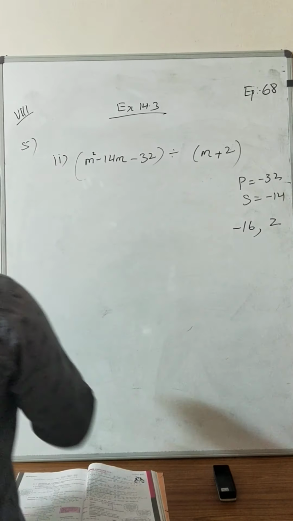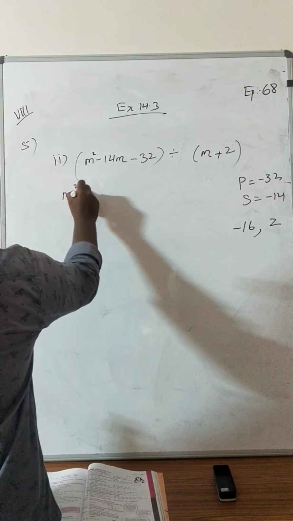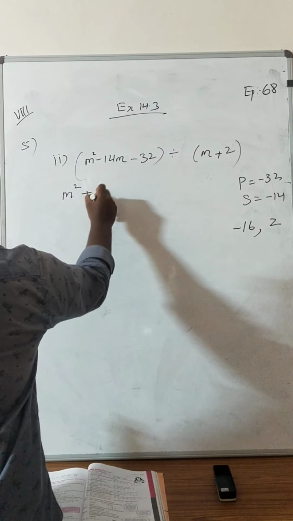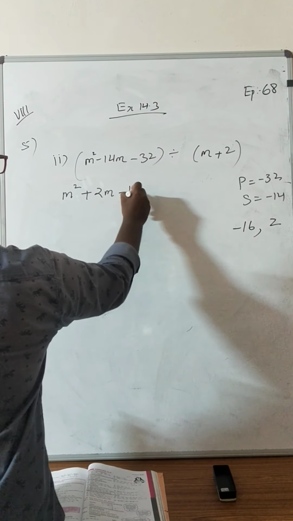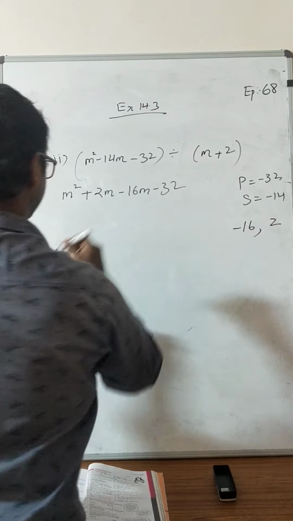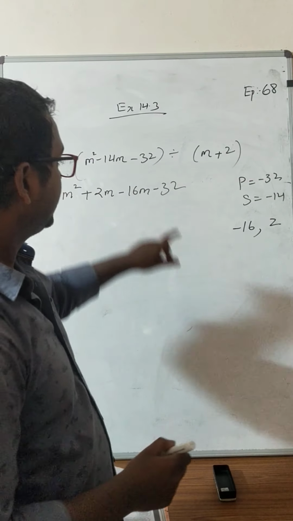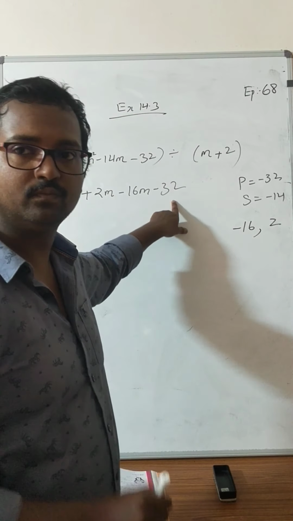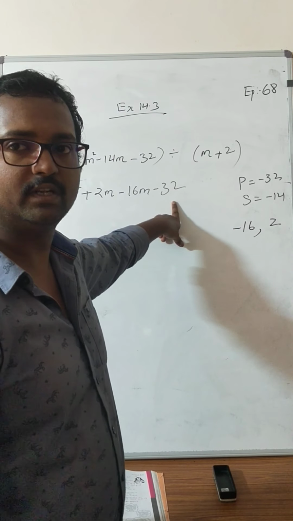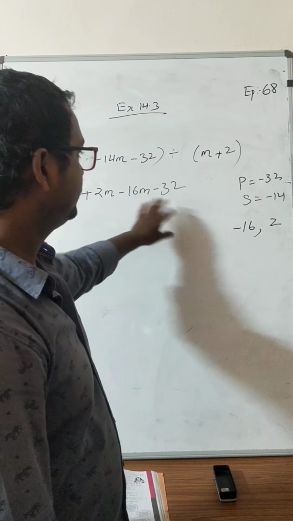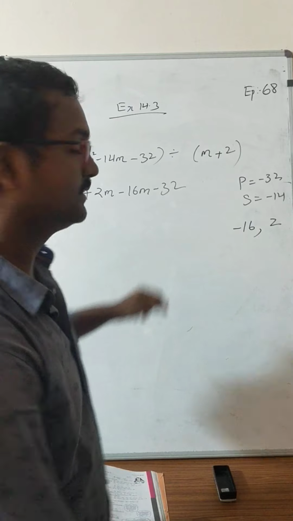Okay. So let us split the middle term. M square plus 2m minus 16m minus 32. See, as you can see, I have kept 16 and 32 close to each other because that way taking common and all will be much easier.